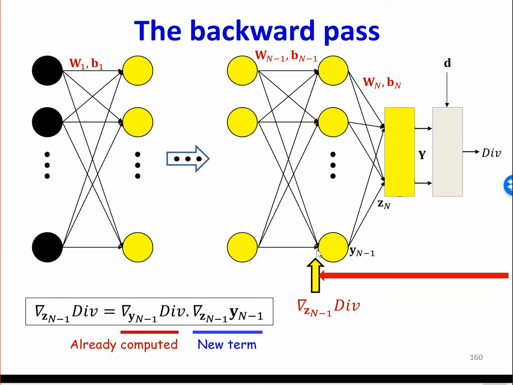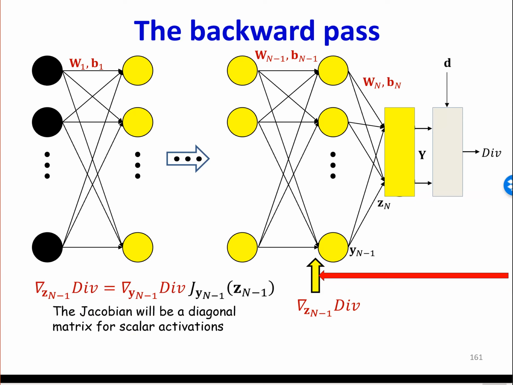Wait, I think I'm messing it up. I need to write it down. Y is the output of the activation, z is the input to the activation, right? So it's the derivative of y with respect to z. That's simply the Jacobian. Correct? And so we worked our way all the way back to derivatives with respect to this term.